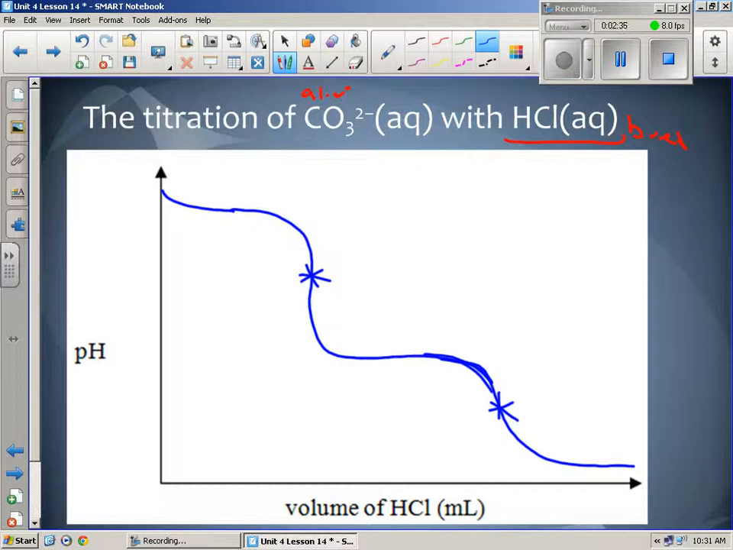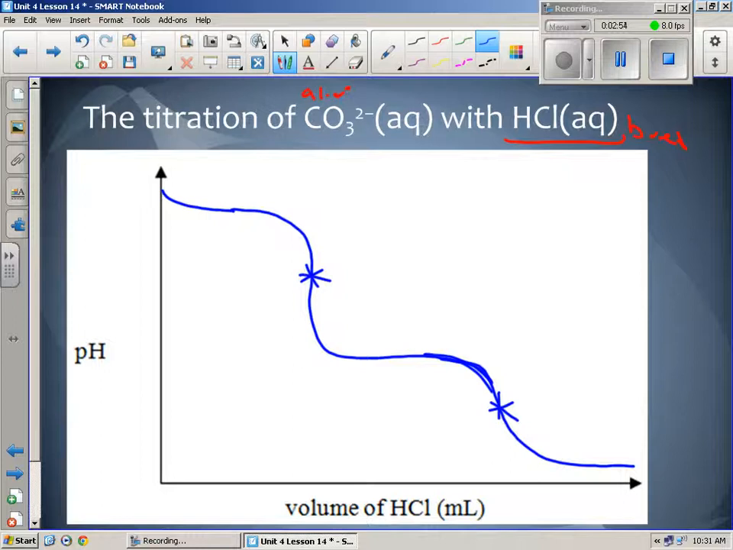Now, all we're going to do here, guys, is just talk about what's happening at both of these endpoints. You're going to get two endpoints here. That's all we're going to worry about. We're not going to worry about concentrations or initial pH. We don't have any numbers to do that with. We don't have concentrations or volumes here. We'll worry about that later, trust me.